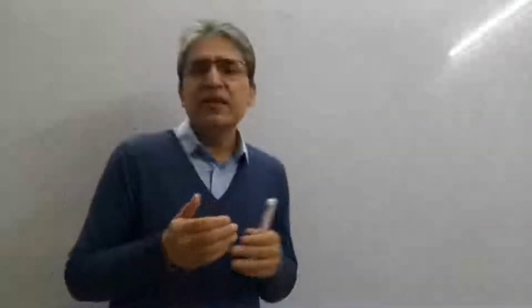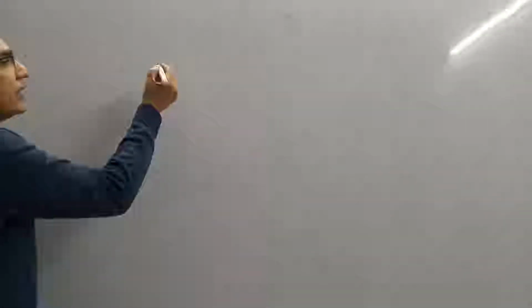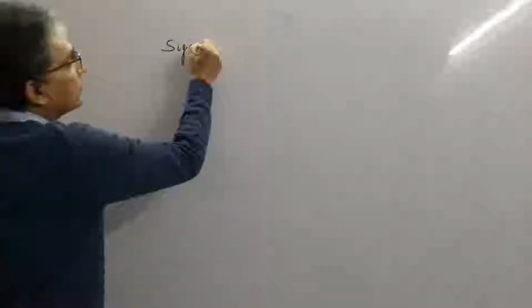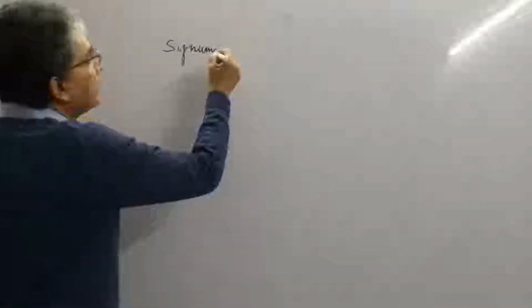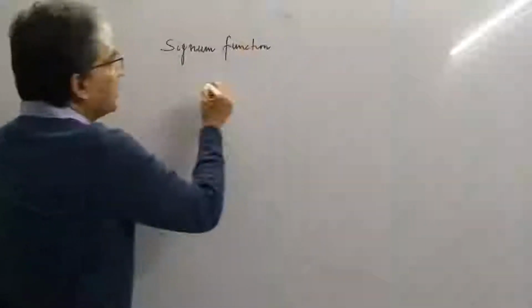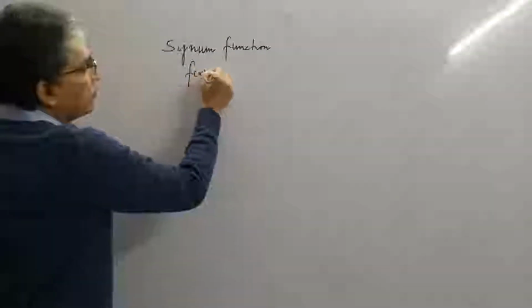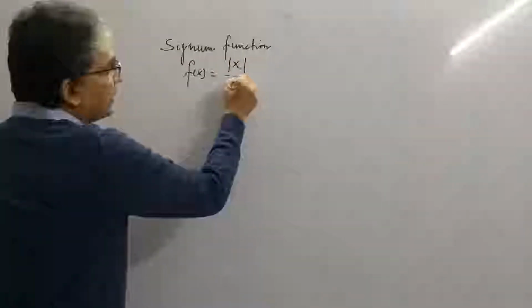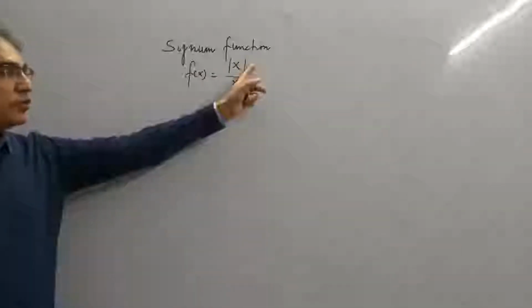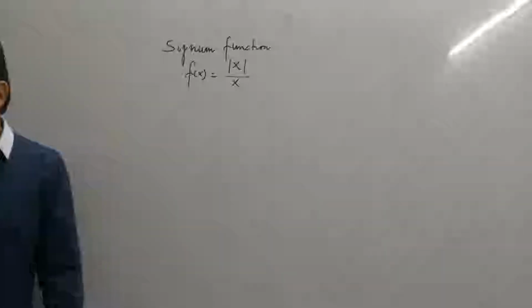So I give you another example where the limit does not exist, and we will still be continuing with our graphical analysis. So I take another function which is very important in analysis, that is called the signum function. Now this function is defined as f(x) equal to modulus x divided by x. Now you know this is the modulus function, the absolute value function, and this is the identity function.